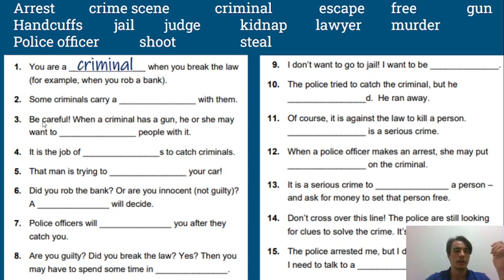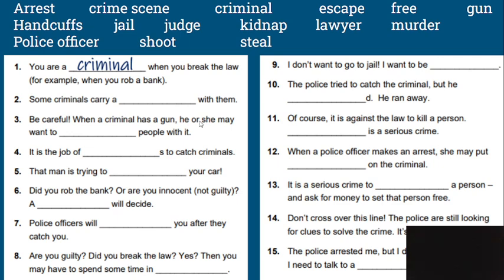Be careful. When a criminal has a gun, he or she may want to blank people with it. What can you do with a gun? We need to think about that now. And it should be a verb. It is... when a criminal has a gun, he or she may want to shoot you with it, right? So the answer will be shoot.